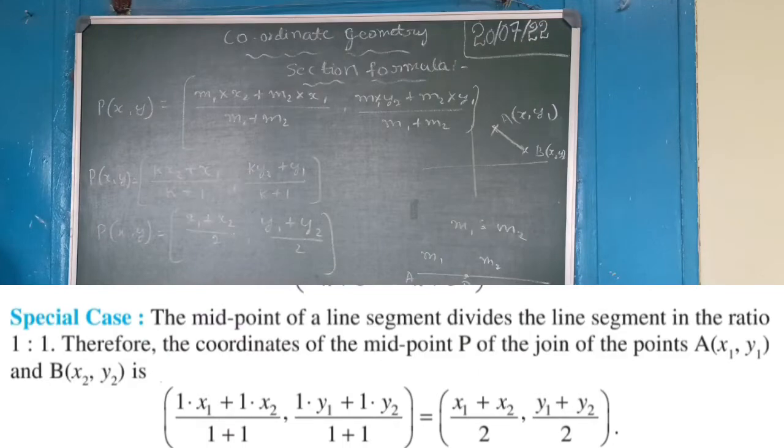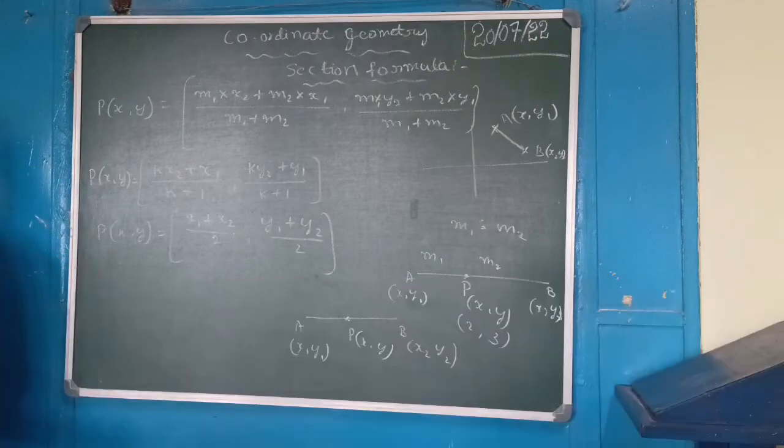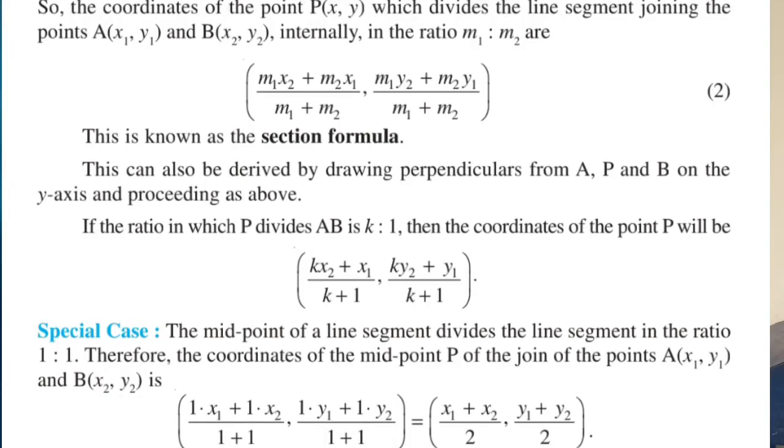Okay, so these are all the formulas that we need. I think you understand. Why we are using the section formula, why do we use the section formula, and when do we use these three formulas? So when do we use the first formula?